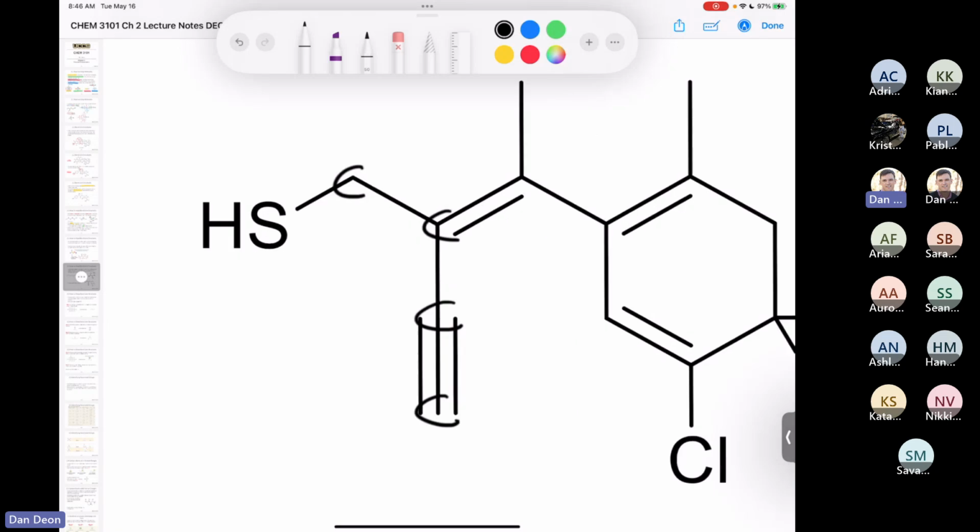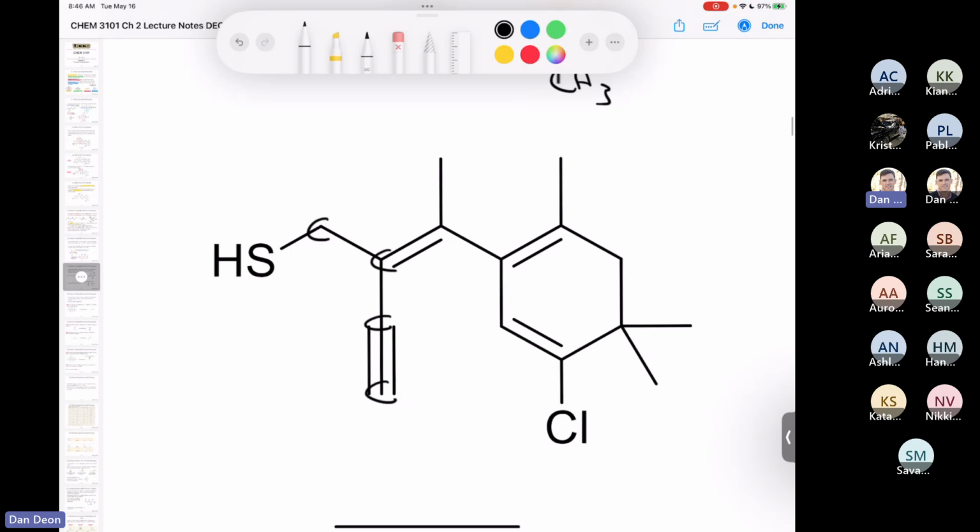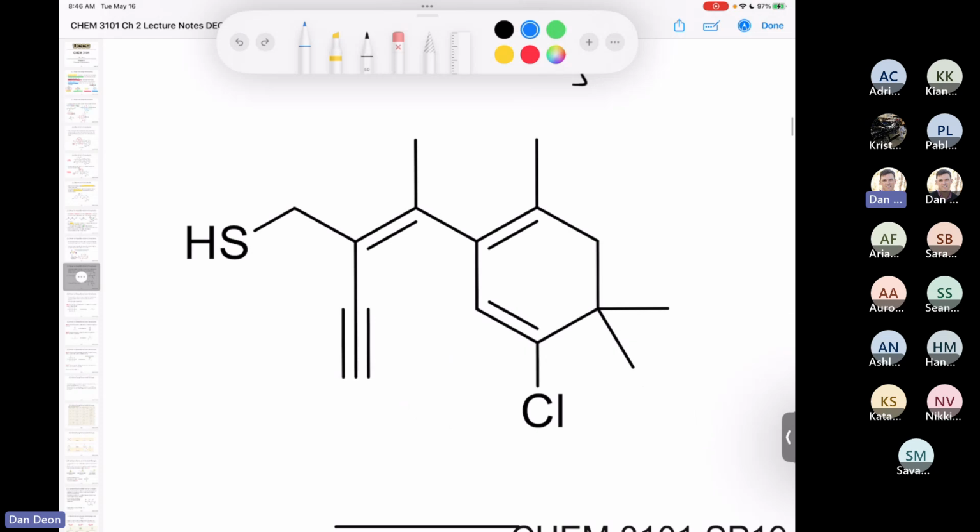Remember that at this point right here, you go from a single bond to a triple bond, so it is implied that there is a carbon here. Okay, so maybe I'll use a different color. Let's use blue. Here we go. So let's start over. We have 1, 2, 3, 4, 5, 6, 7, 8, 9, 10, 11, 12, 13, 14, 15. So we have 15 carbons in this compound.